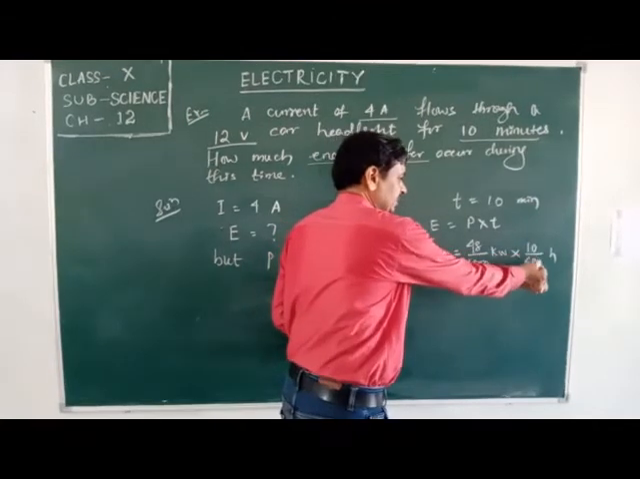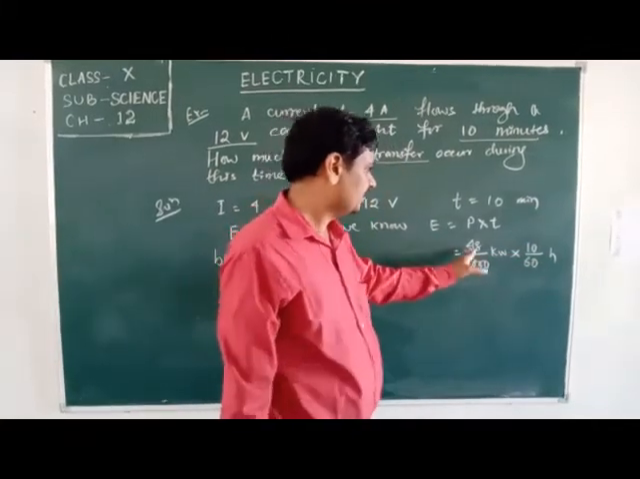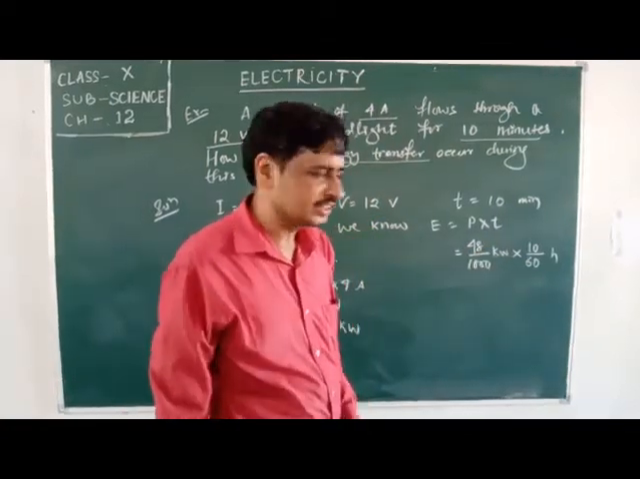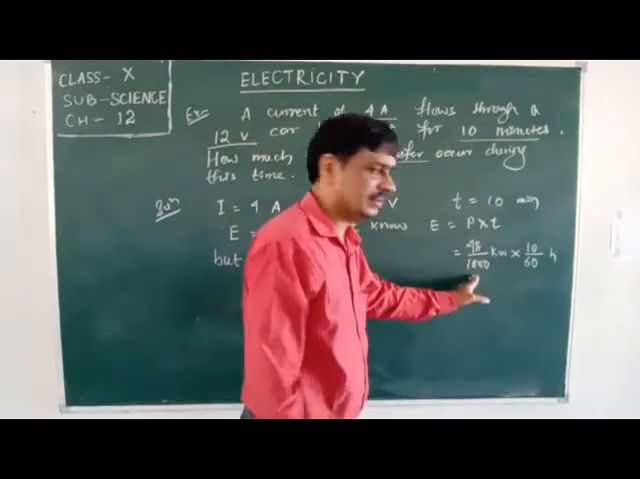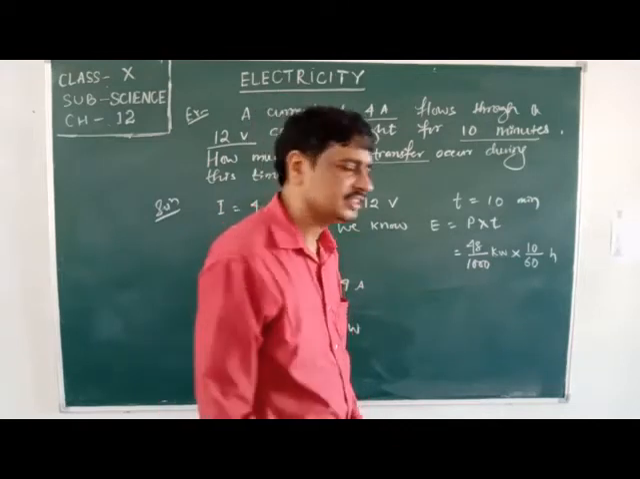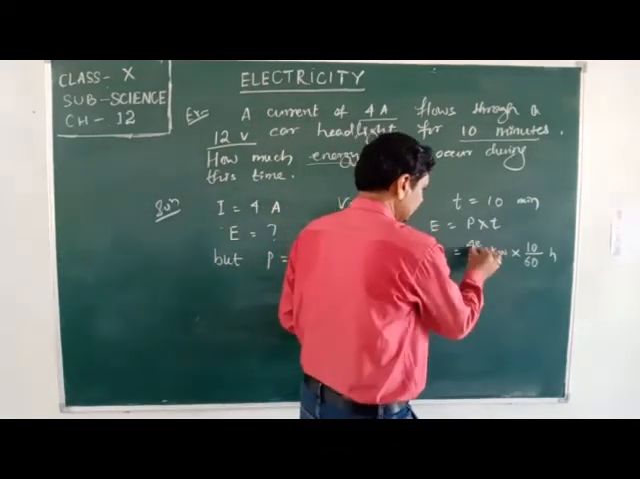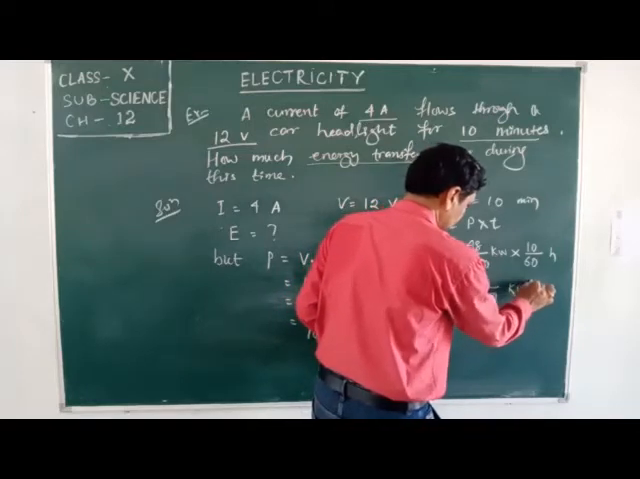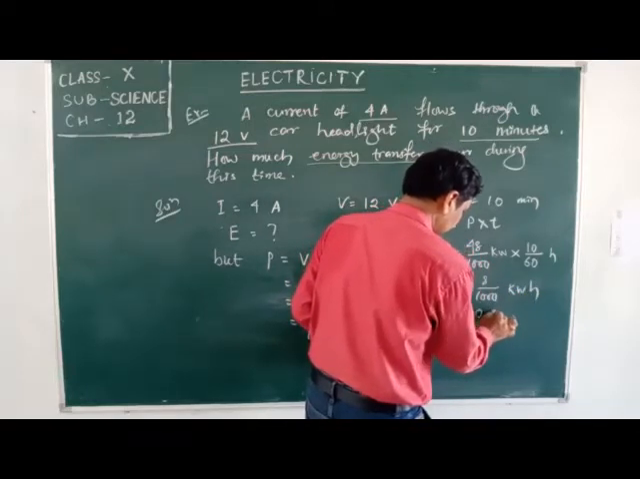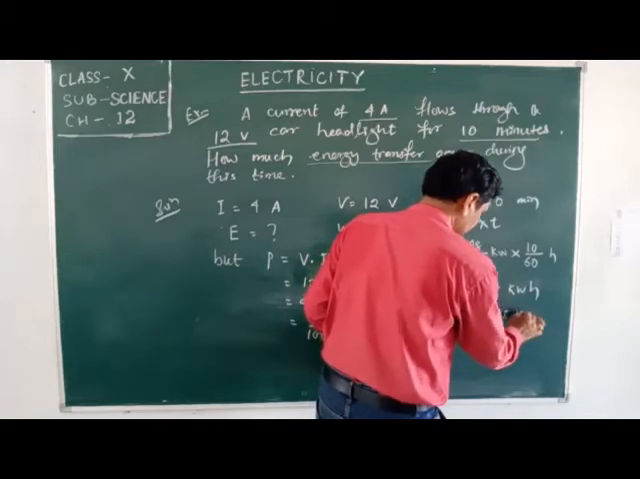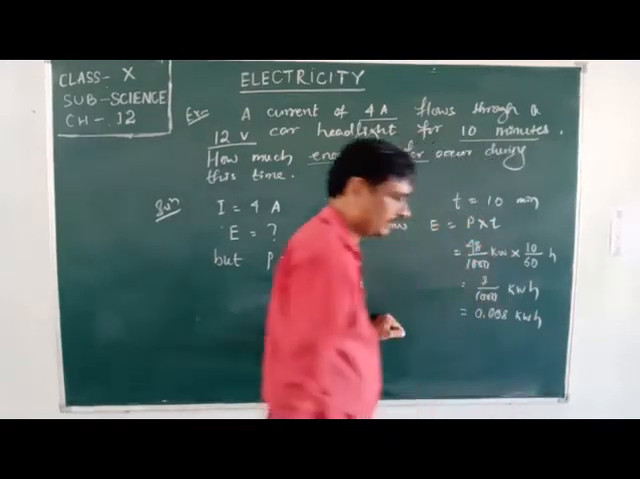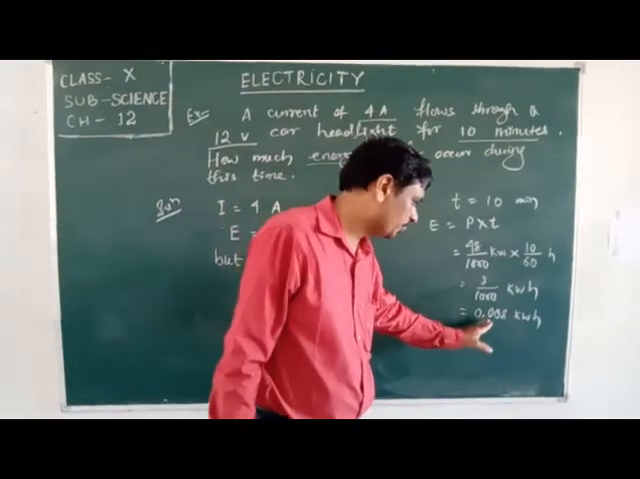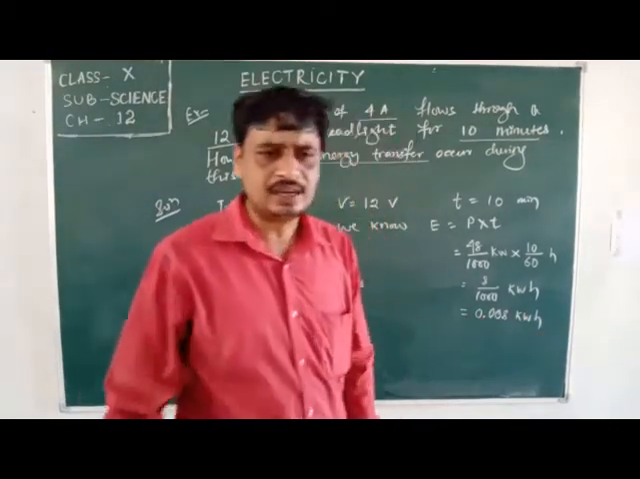Now we can cancel 0 and 0. It becomes 6 and 48. 6 and 48, that is 8. 8 by 1000 equals 0.008. It is 8 by 1000 kilowatt hour, which is equal to 0.008 kilowatt hour. So the amount of energy transferred is 0.008 kilowatt hour.